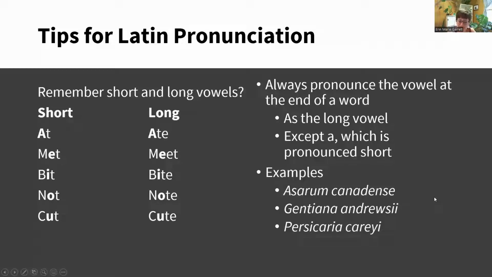Let's look at one more. Persicaria careyi. Persicaria careyi. Okay.